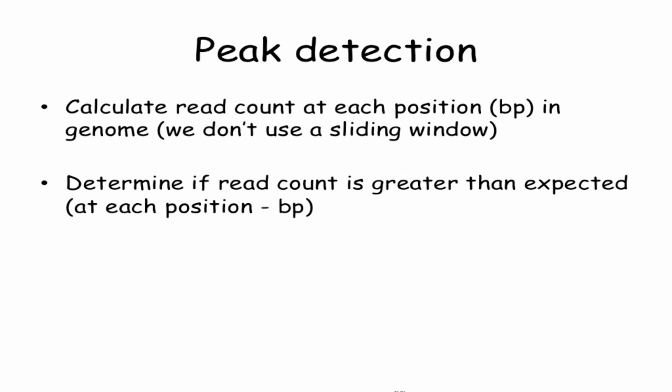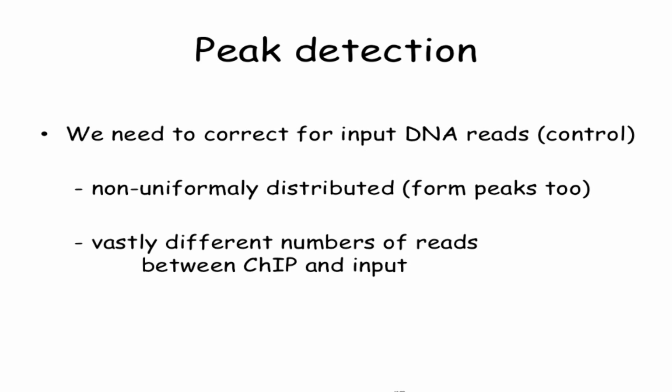And the goal, based on these read counts at each position, is to determine whether the read count is greater than what you expected just by chance. So similar to what Max is doing, but not using windows, we're looking at each nucleotide one by one. Again, we need to correct for input DNA reads.